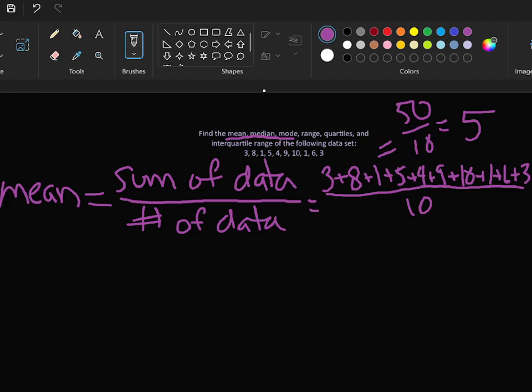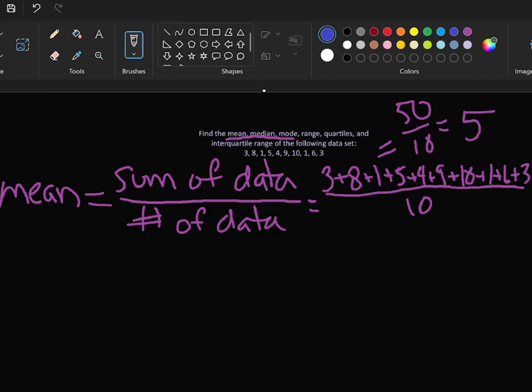Now median, we have to do something a little different. The median is the exact middle value of a data set. In order to find the median and some of the other things that we're going to need to look for in data sets, we need to put the data set in order from least to greatest. This is an extremely important step when finding the median, the mode, the range, the quartiles, and the interquartile range.